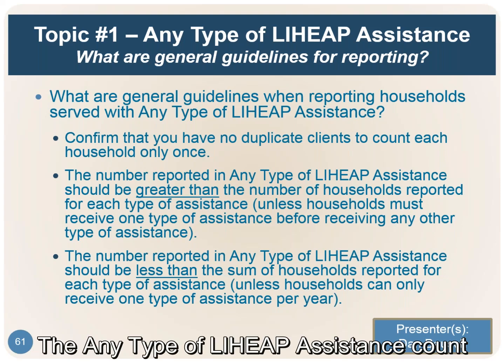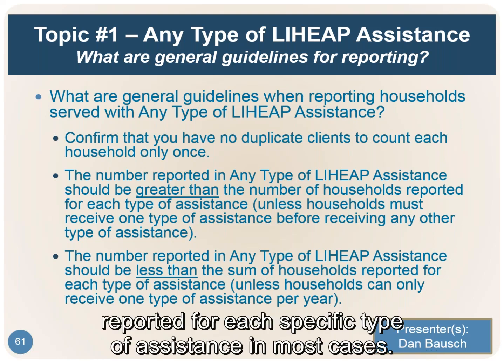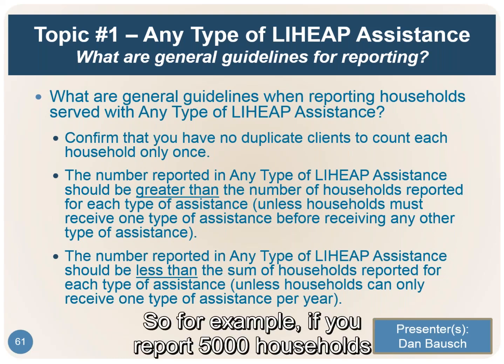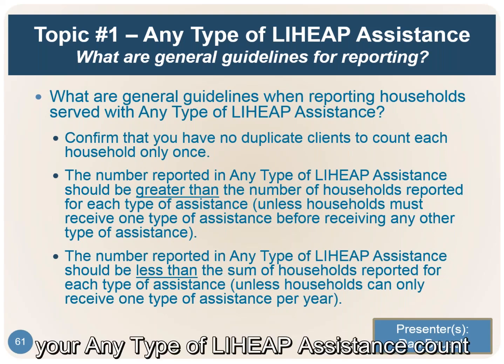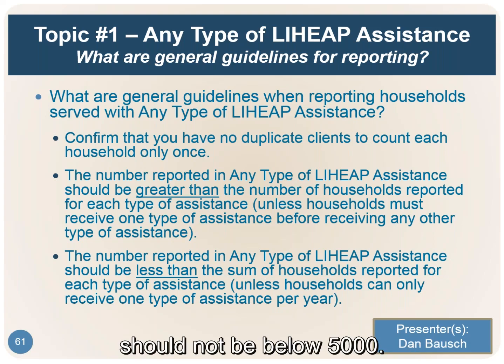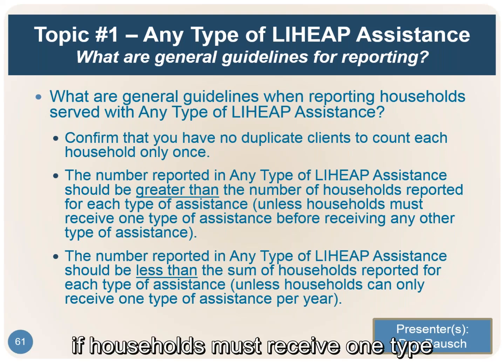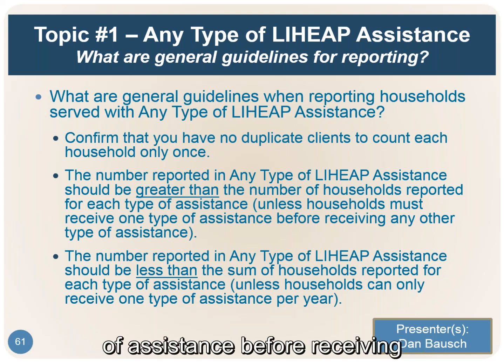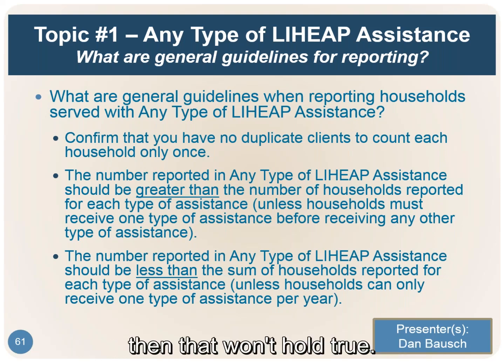Any type of LIHEAP assistance count should be greater than the number of households reported for each specific type of assistance in most cases. So for example, if you report 5,000 households that received heating assistance, your any type of LIHEAP assistance count should not be below 5,000. The caveat here is in parentheses. If households must receive one type of assistance before receiving any other type of LIHEAP assistance, then that won't hold true.